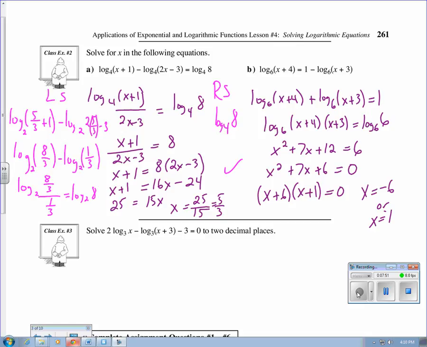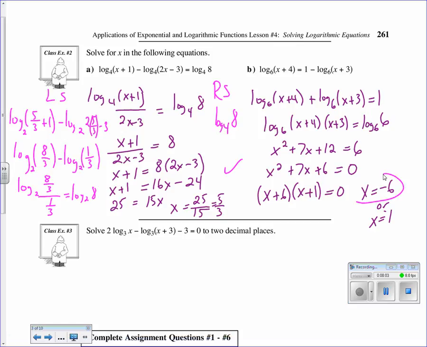Now I want to take a look over here with x being minus 6 or x being minus 1. I see quite quickly that minus 6 is going to be a problem. Do you see why minus 6 is a problem? Minus 6 is going to cause me to have to take the log of a negative number, which I cannot do. So I'll take a look at proving that 1 actually works.